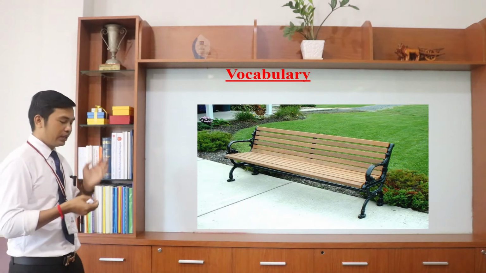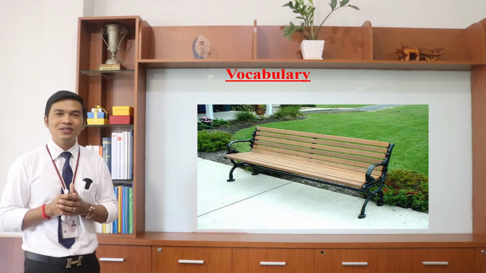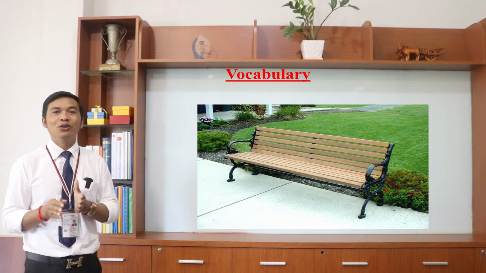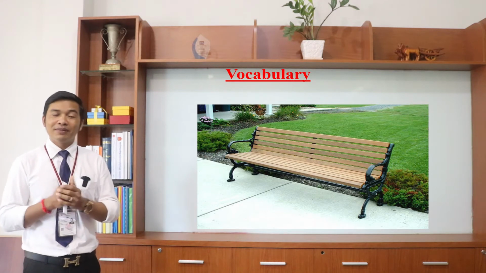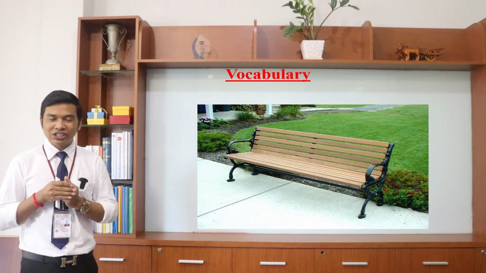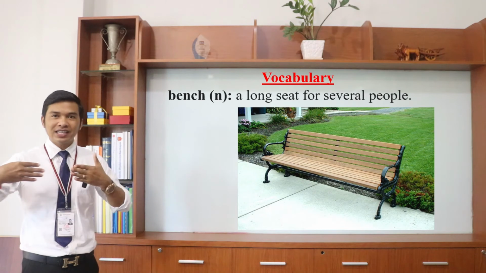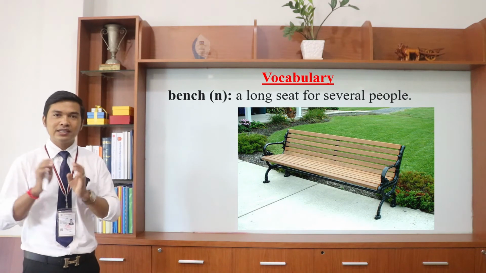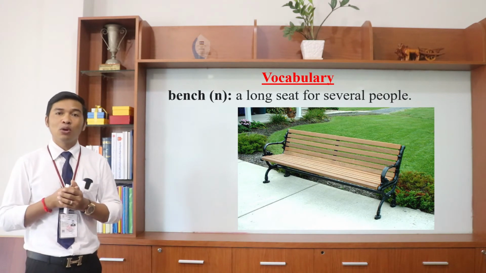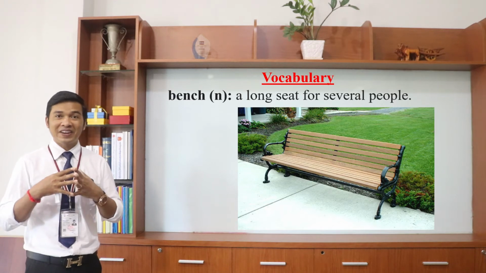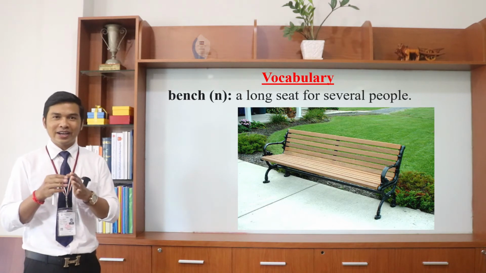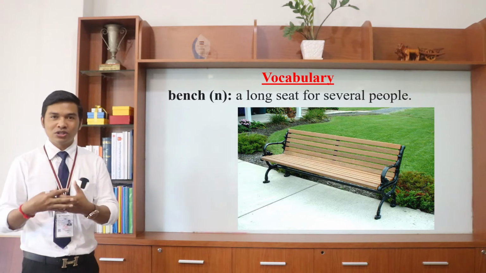Picture number 2 here. What is it? I think you know the meaning in Khmer and you understand these pictures. But what do we call it in English? In English we call it bench. Bench is a long seat for several people. You can sit 3, 4, 5 people. It depends on how long the bench is. So I hope you all understand the words with the pictures.